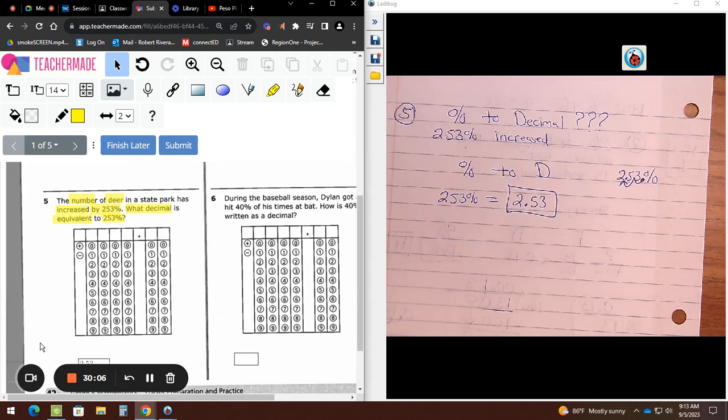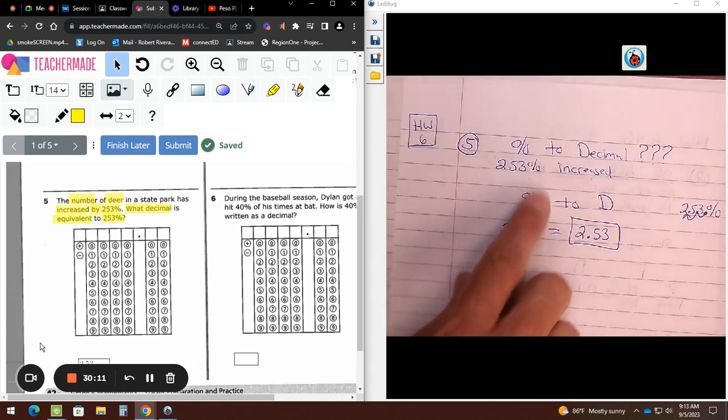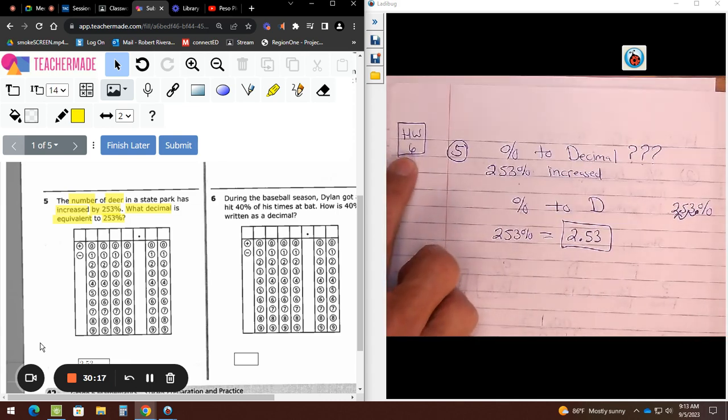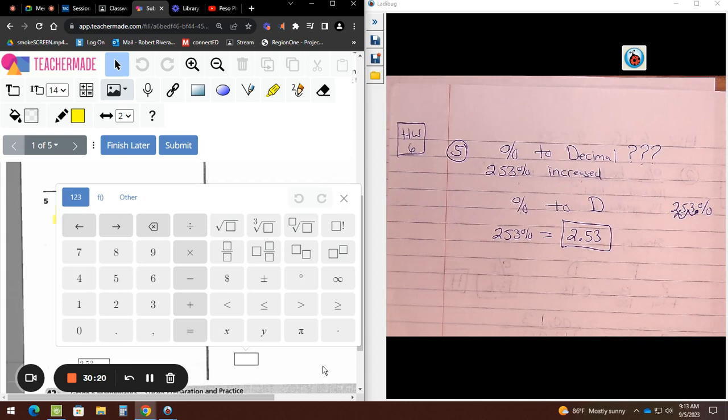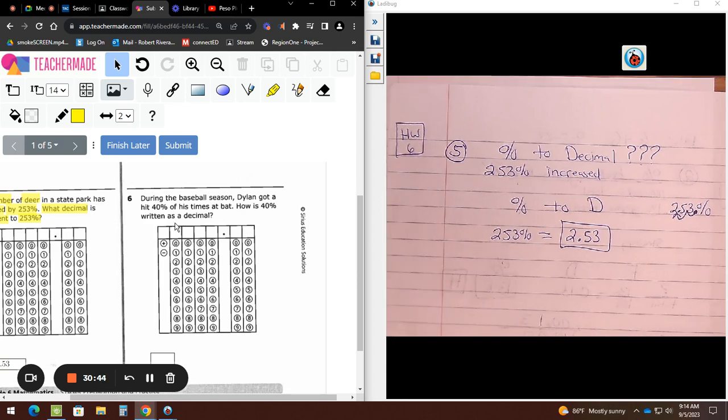Questions? The way I did number 5, that's the way you're going to do number 6. You will show me your work first, and I better see the work on the side like I did here, and then you punch it into the box. Let me go ahead and read this one so you can have it ready to pause at home. It says during the baseball season, Dylan got a hit 40% of the times at bat. How is 40% written as a decimal? That is what they want you to do at home. Questions with number 6? Okay, so you're going to do that at home, number 6.